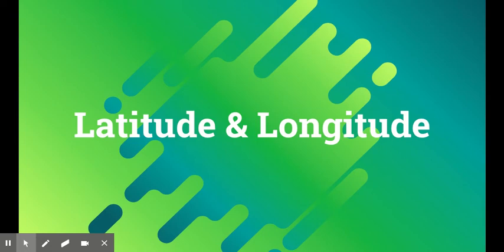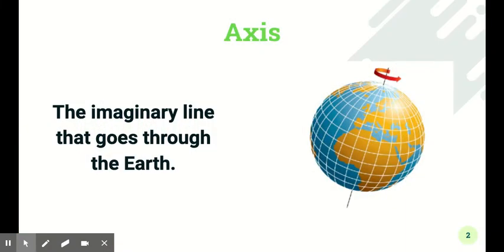Today we're going to be learning about latitude and longitude and a few other vocabulary terms that go along with our geography unit that we started last week. The first word that you are going to learn today is axis. When it comes to our Earth, the axis is the imaginary line that goes through the Earth.